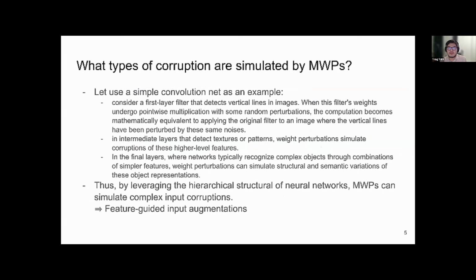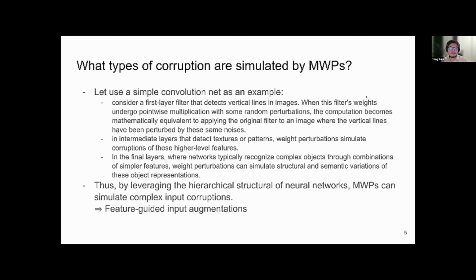So what type of corruption is simulated by this noise? To understand it, we just use a simple convolutional net as an example. If we consider a first layer filter that, for example, detects a vertical line in an image, when this filter's weights undergo some point-wise multiplication with some random perturbation, the computation of the forward pass becomes mathematically equivalent to applying the original filter to an image where all the vertical lines in the image have been perturbed by the same noise. And we can extrapolate this to other layers in the neural network.